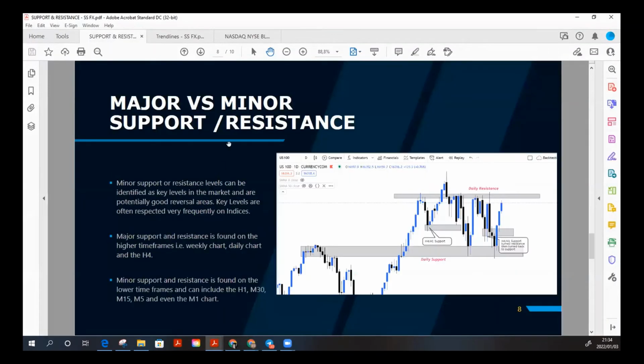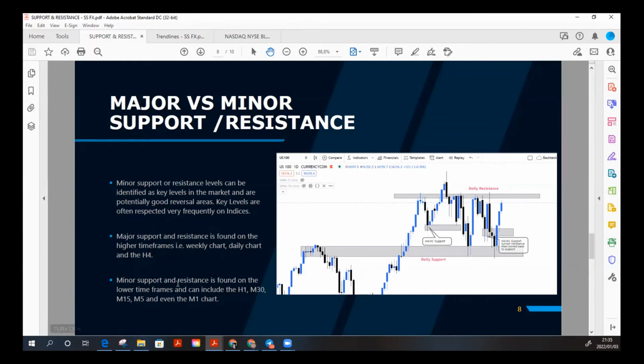Okay, so minor support or resistance levels can be identified as key levels in the market and are potentially good reversal areas. Key levels are often respected very frequently on indices. So you'll find that most indices respect key levels well, so it's very easy to get entries off key levels in the market. Major support and resistance is found on the higher time frames, i.e. weekly charts, daily charts, and the H4. So those are your major support levels.